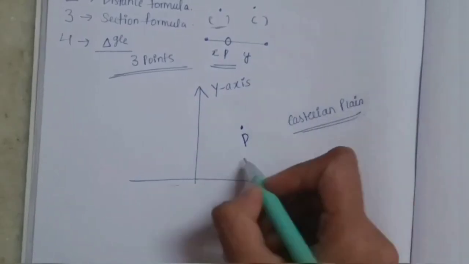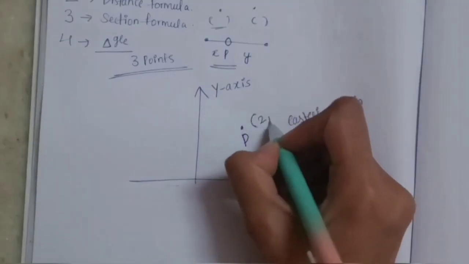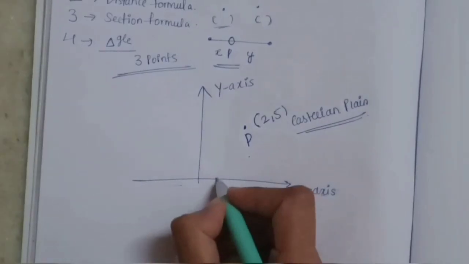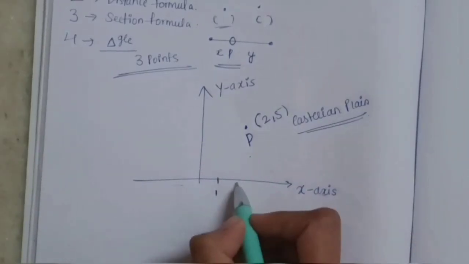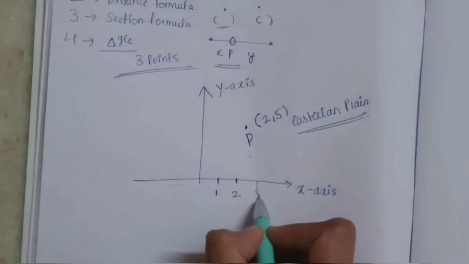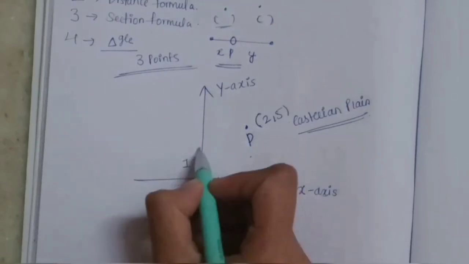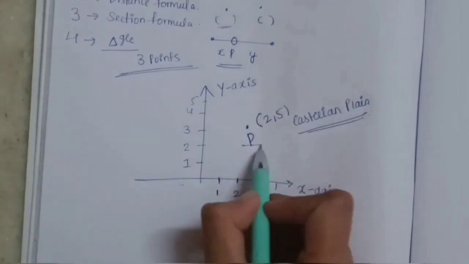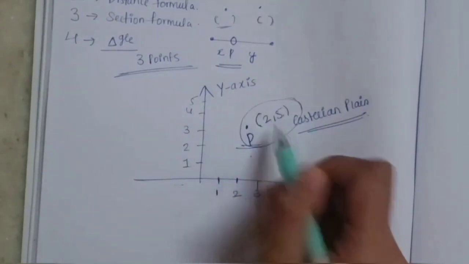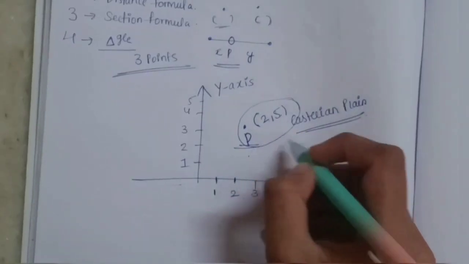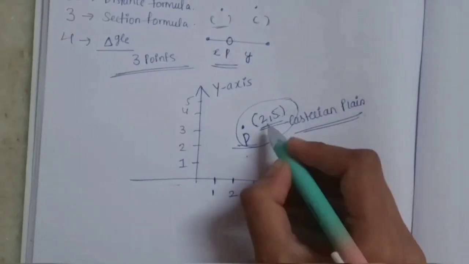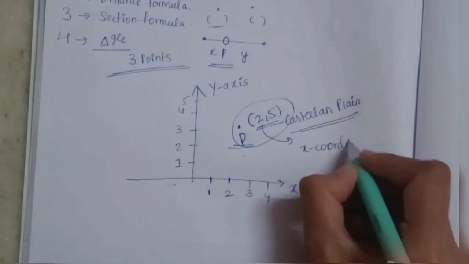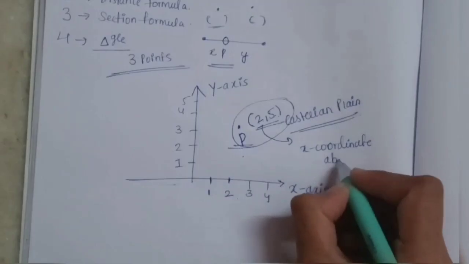Suppose there is a particular point P, which is 2 comma 5, and we need to locate where it is. How can we locate it? First of all, we mark the units on the x-axis 1, 2, 3, and 4, and on the y-axis the same: 1, 2, 3, 4, and 5. We need to locate this point P, which is 2 comma 5. So first, what are these numbers 2 comma 5? 2 denotes the x coordinate, which is called the abscissa.